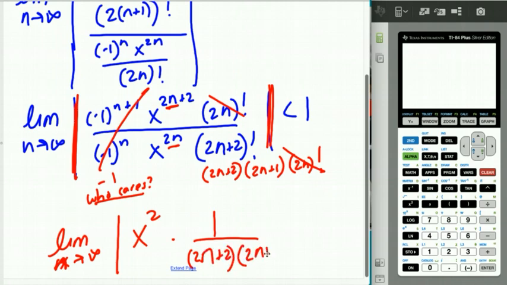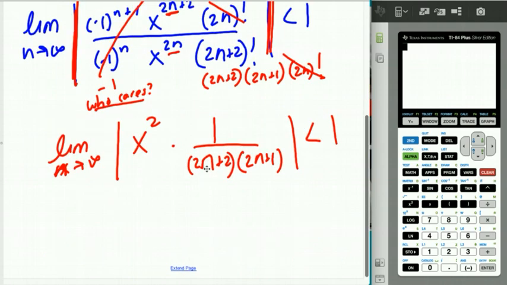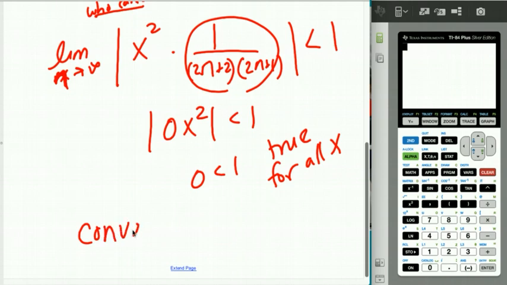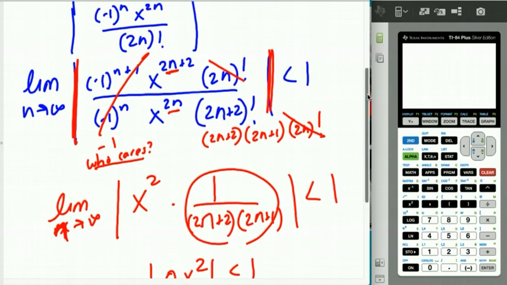Okay, so it doesn't actually matter what's on the bottom, because the trick is that that's definitely going to be a 0. So as n approaches infinity, this thing is going to approach 0. So essentially, we get 0 times x squared is less than 1, and that's going to be true for all x. So this thing converges from negative infinity to infinity, or you could say converges for all x. It converges no matter what, okay?